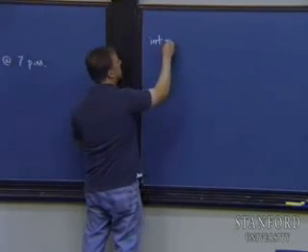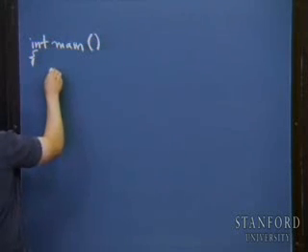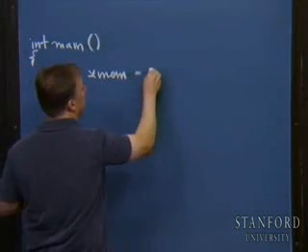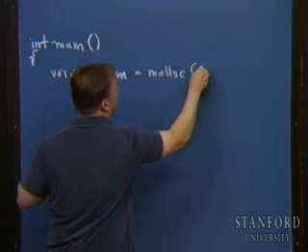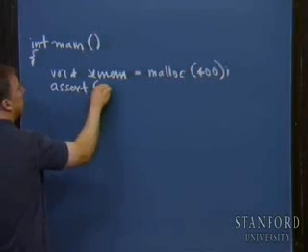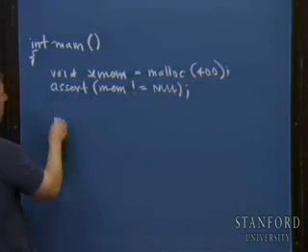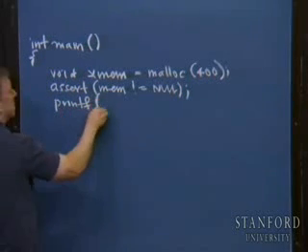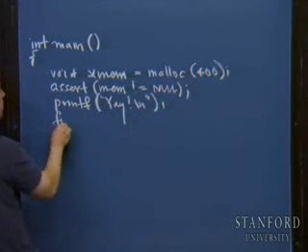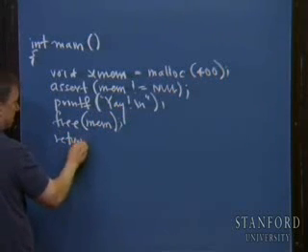Int main. I really don't care about those arguments, but I do care about this. Void star memory, I'll just write mem this time, is equal to malloc of 400. I want to assert in the style that we're used to, mem is not equal to null. I want to print yay \n. I want to dispose of the memory. And I want to return 0.